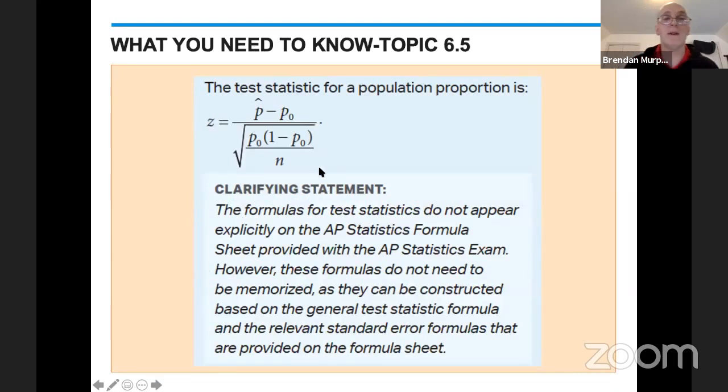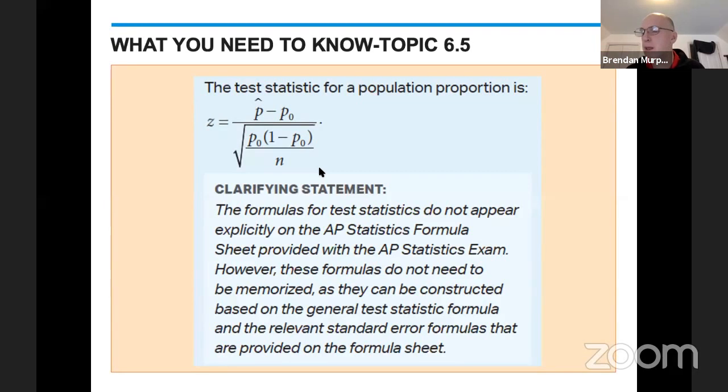And so I'm going to talk today about hypothesis tests for both one sample and two samples with proportions. So the test statistic for a population proportion is Z equals p hat minus p sub naught, all over the square root of p sub naught times 1 minus p sub naught over n. So that's the formula that we're going to use for one sample.